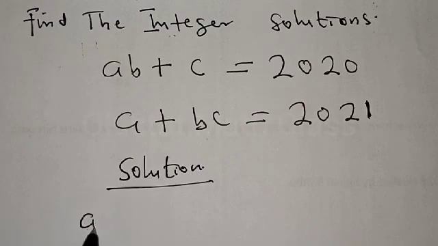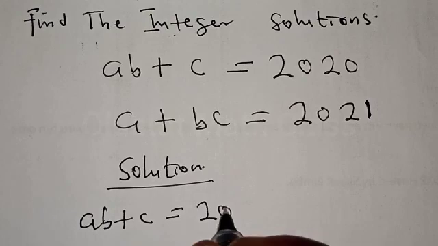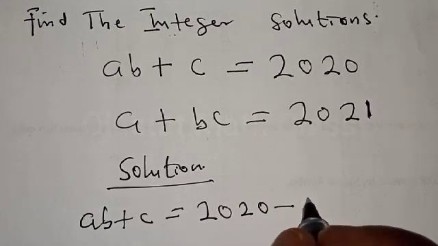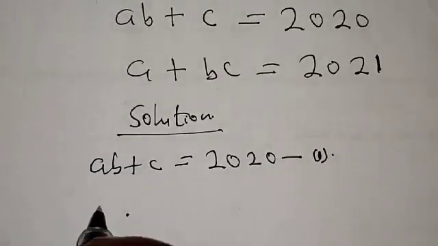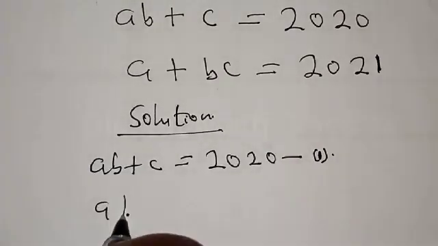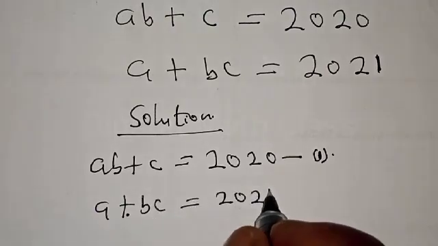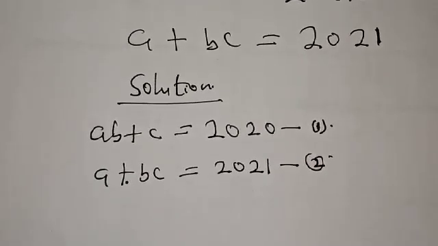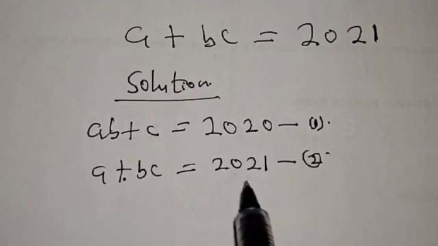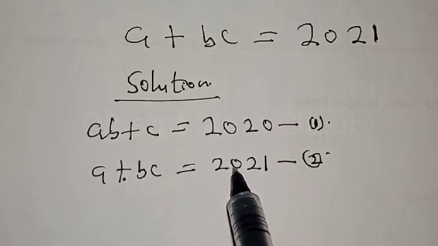Solution. We have AB plus C equal to 2020. Let's call this equation 1. Then we have A plus BC equal to 2021. Let's call this equation 2. What do we do next? Let's subtract equation 2 from 1. And the essence of this is that the right hand side is going to be equal to 1.